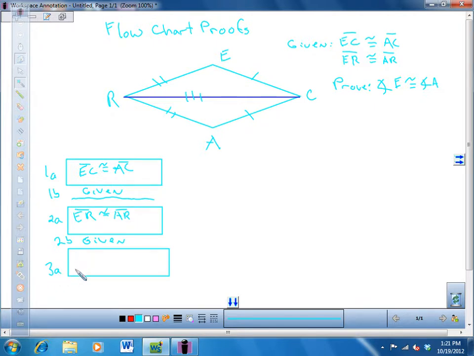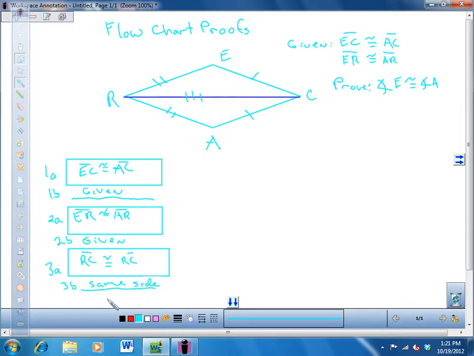Okay, 3A. What goes in this box? Yes, sir. So it'd be RC. Very good. RC is congruent to RC. And there's a property that allows you to say that called the reflexive property, but I would just call it same side. Okay? Same side.